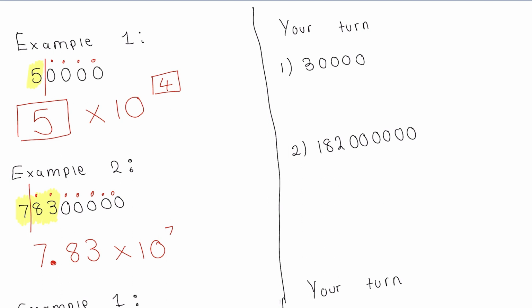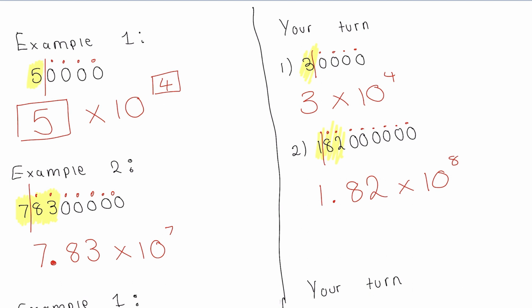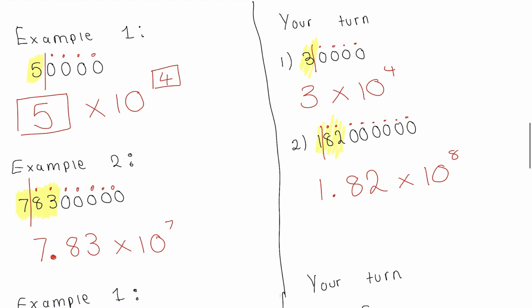For these next two, do you want to pause the video and have a go? For this first one, your number before you've got the zeros is just 3, and then the amount of digits after your first number is 4. For this second one, you've got 182 before you've got loads of zeros, but we put 1.82 to make sure it's between 1 and 10. And then looking at how many digits we've got after, we've got 1, 2, 3, 4, 5, 6, 7, 8. So it must be to the power of 8.